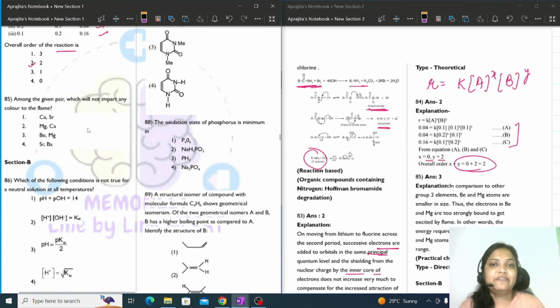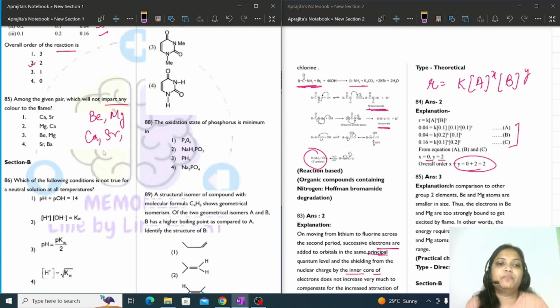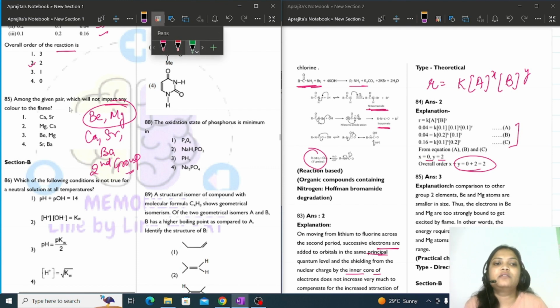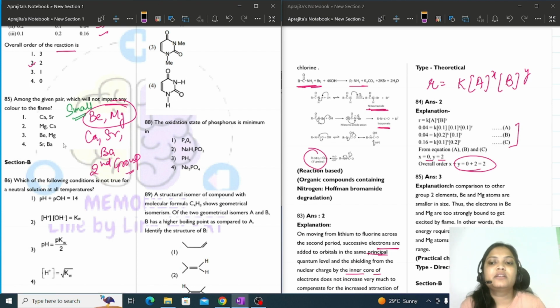Question number 85. Among the given pairs, which will not impart any color to the flame? So we have beryllium, magnesium, calcium, strontium, barium. These are all the members of the second group of the periodic table. In comparison to other elements, beryllium and magnesium are smaller in size, so the electrons are tightly held.